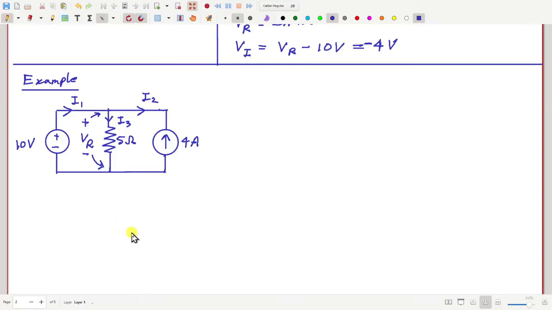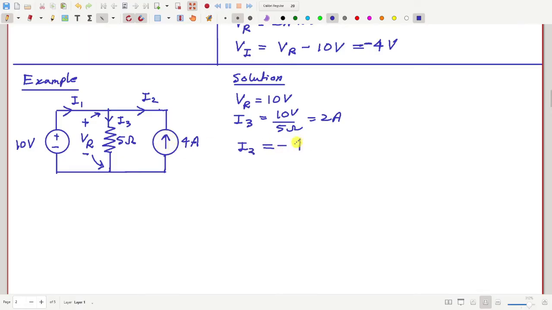Okay, what will be the solution? So first of all, VR is how much? So 10. It must be 10 volt, definitely. And if VR is 10 volt, then I3 should be 10 volt by 5 ohm, 2 ampere. Okay. Then how much should be I2? I2 should be 4 ampere.